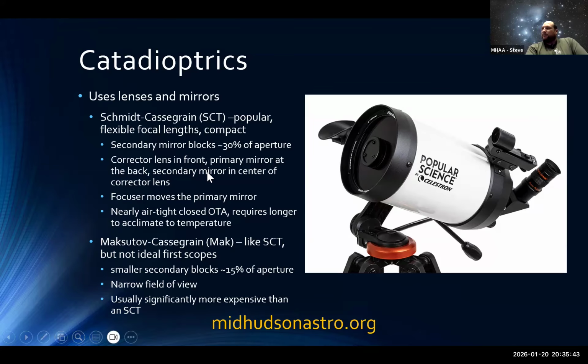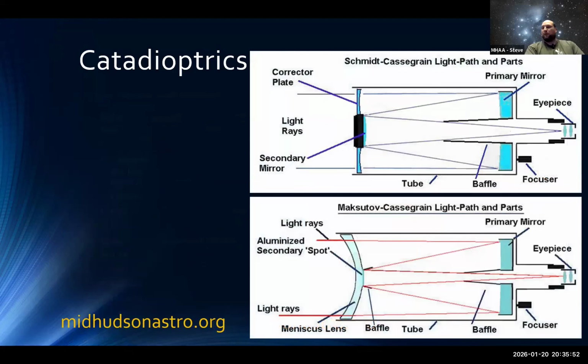So if you're going to pick a catadioptric, an SCT would be the way to go, but that's also a steeper learning curve than a refractor or a reflector anyways. So maybe not the best for your brand new first telescope.